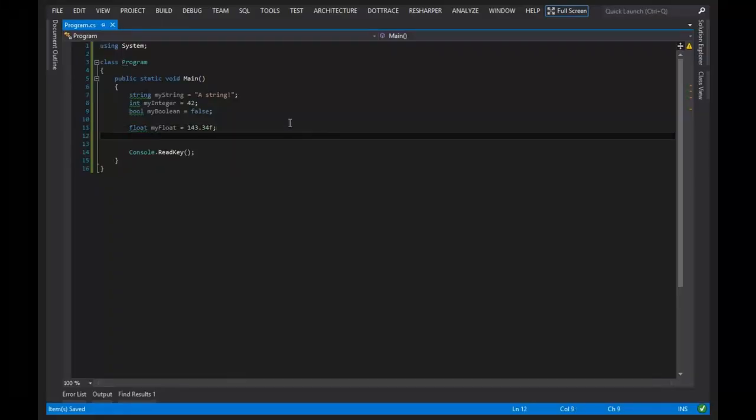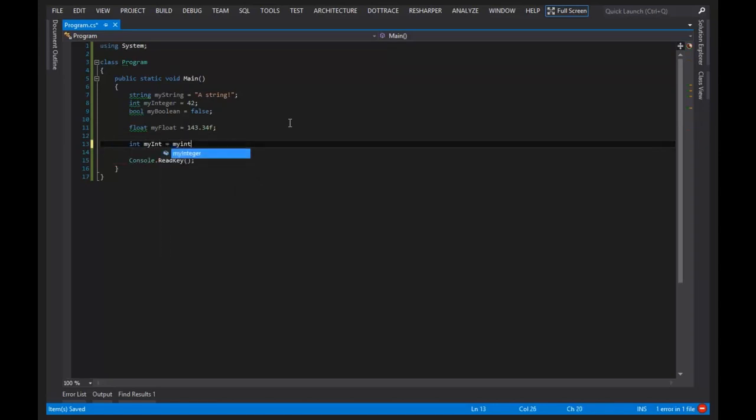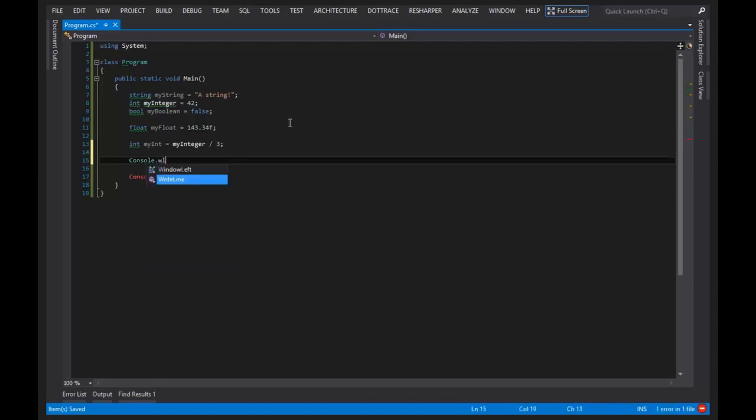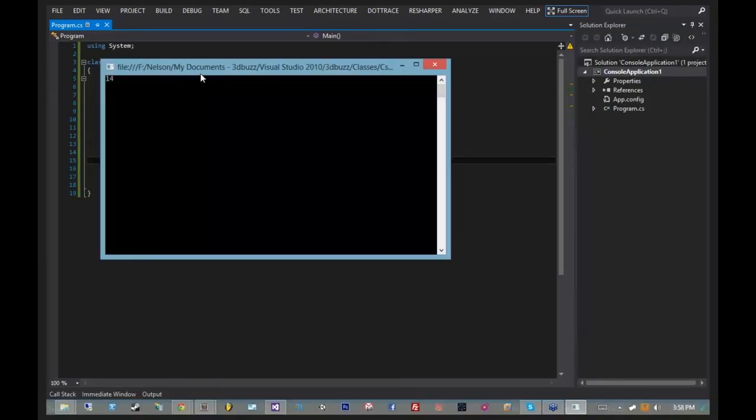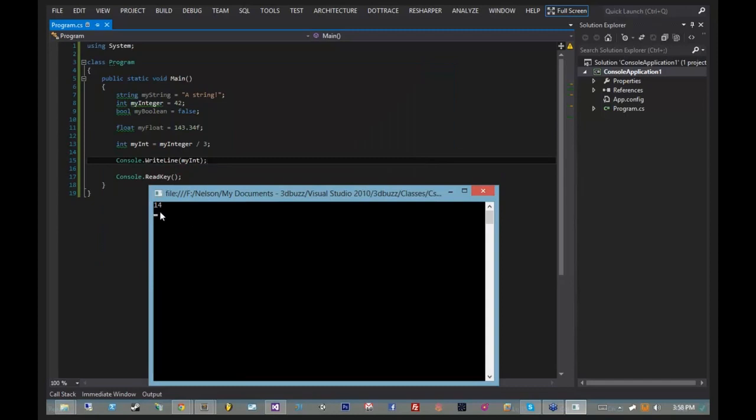And we can do interesting calculations on floats. Particularly, division is a very important operation to perform with floating point numbers as opposed to integers. Integer division loses the decimal point. So for example, if I were to say my int equals my integer divided by 3, console write line my int, and hit F5, notice how we have 14.